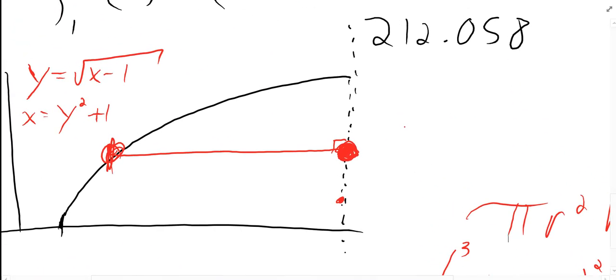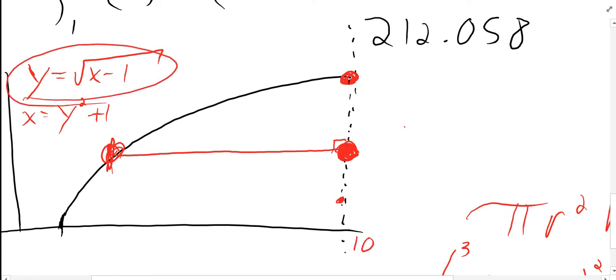Because we know we're going to this point right here, which we know is x equals 10, right? If x is 10 and we're on this curve, y has to be 3. Does that make sense?